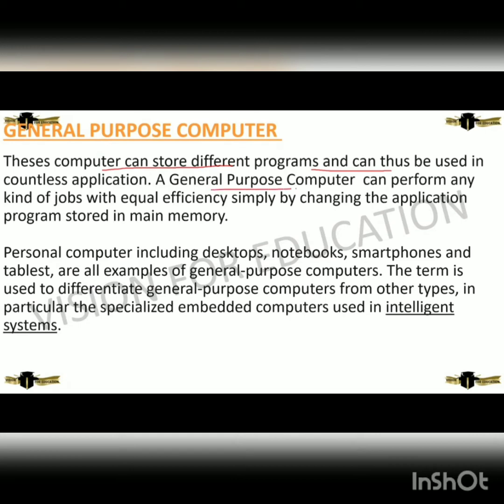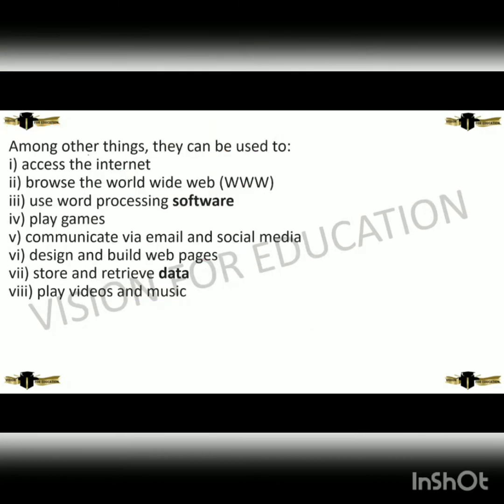A general purpose computer can perform many kinds of jobs with equal efficiency, simply by changing the application program stored in the main memory. Personal computers, including desktops, notebooks, smartphones, and tablets, are some examples of general purpose computers. The term is used to differentiate general purpose computers from other types of computers that are specialized embedded computers used in intelligent systems.